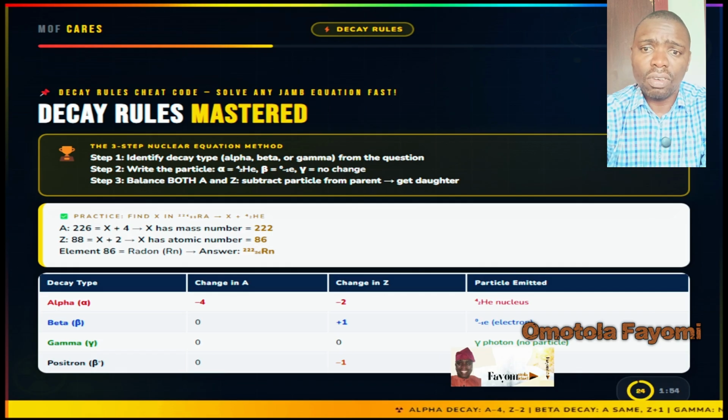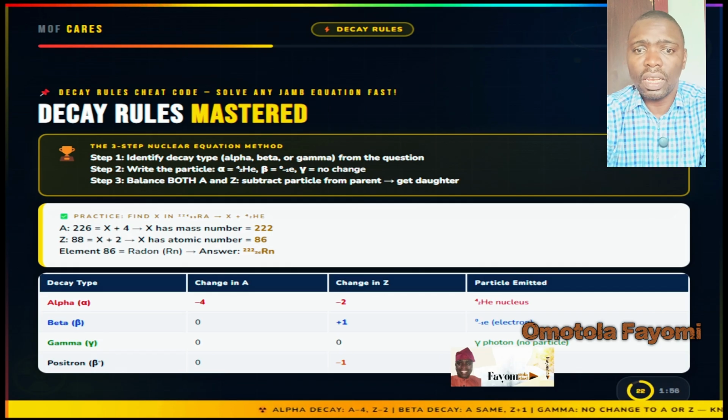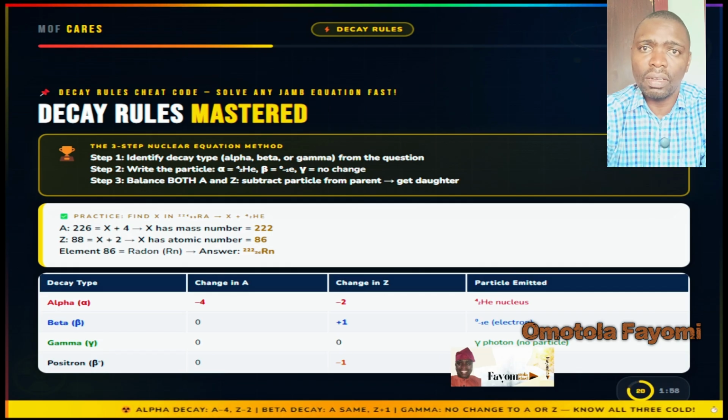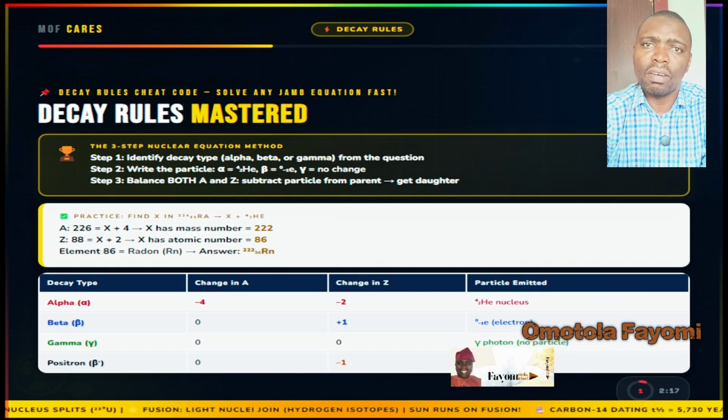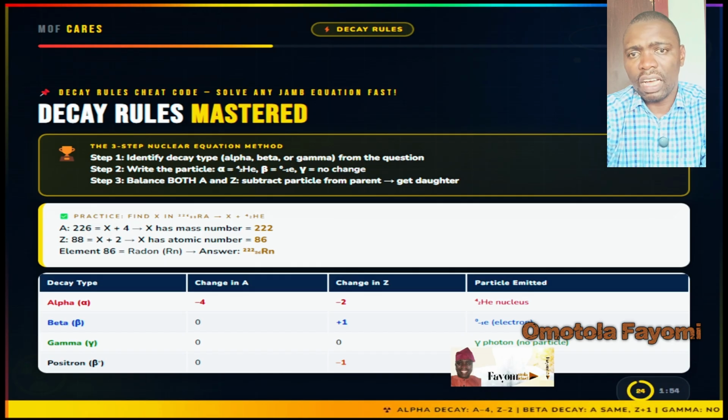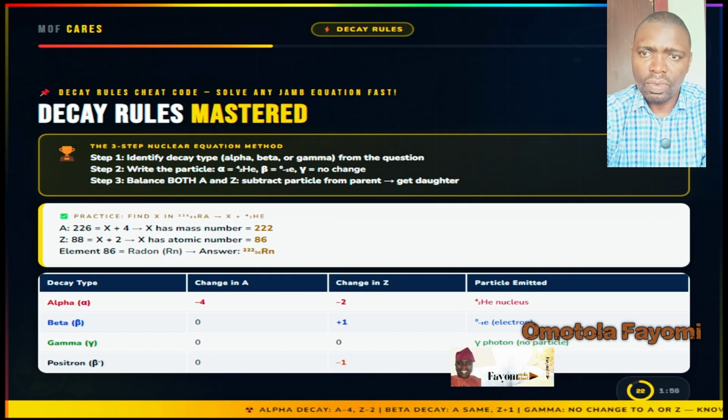There are 3 types of ionizing radiation from radioactive nuclei, and JAMB tests every detail about each one. Their composition, charge, mass, penetrating power, and what stops them. Alpha radiation is number 1, and an alpha particle is identical to a helium nucleus, 2 protons and 2 neutrons bound together. Symbol is helium-4 with mass number 4 and atomic number 2. Charge is +2, mass 4 atomic mass units.